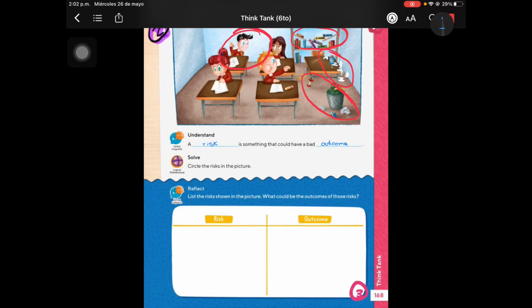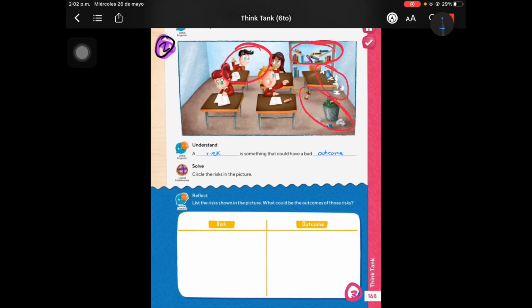Now remember, just because something is risky, it doesn't necessarily mean that it has to have a bad outcome. It is risky because it is potentially dangerous. Sometimes you can get something good out of it, but sometimes you could get into trouble. So, the first thing that we saw was trash on the floor.